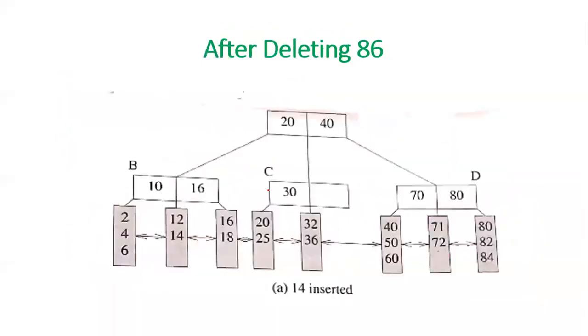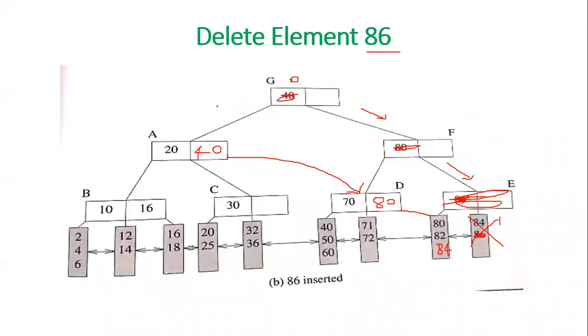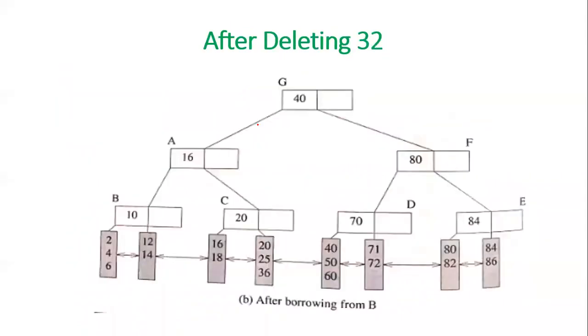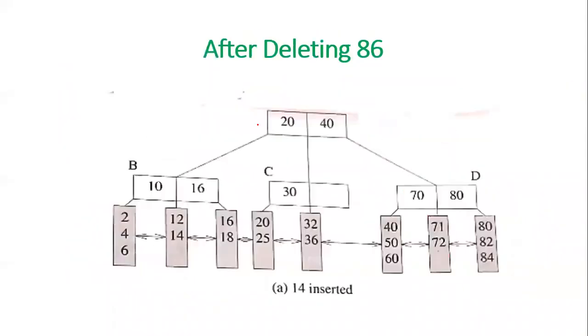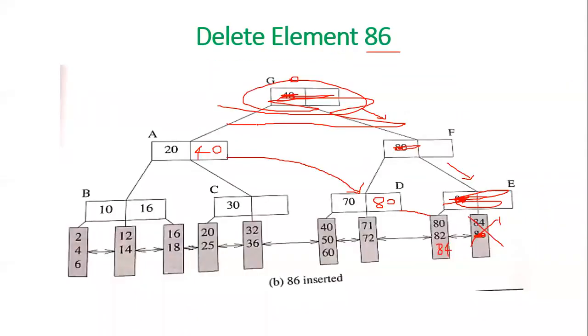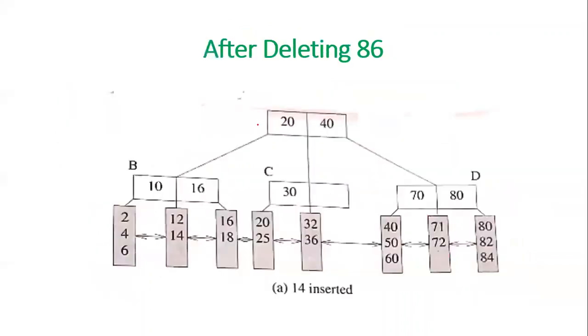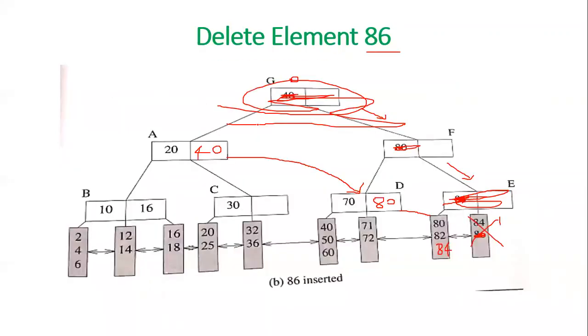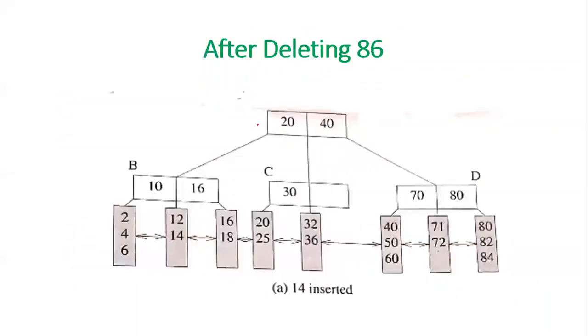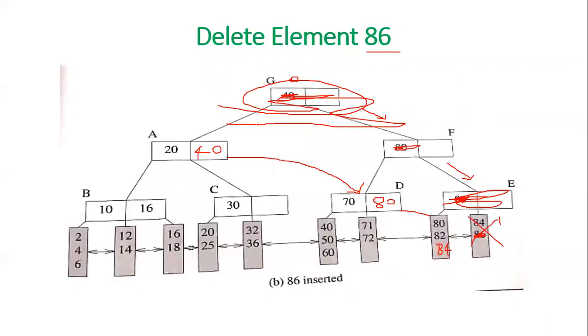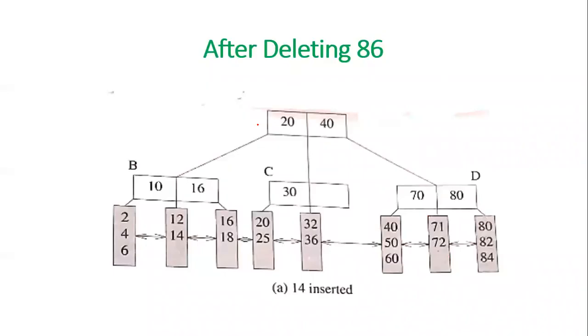Now the root node is 20 and 40. All these are not there. The left of 20 is the same, and the right of 20 is the same. To the right of 40, what do we have? 70 and 80. To the left of 70 we have 40, 50, 60. To the right of 70 we have 71 and 72. To the right of 80 we have 80, 82 and 82.